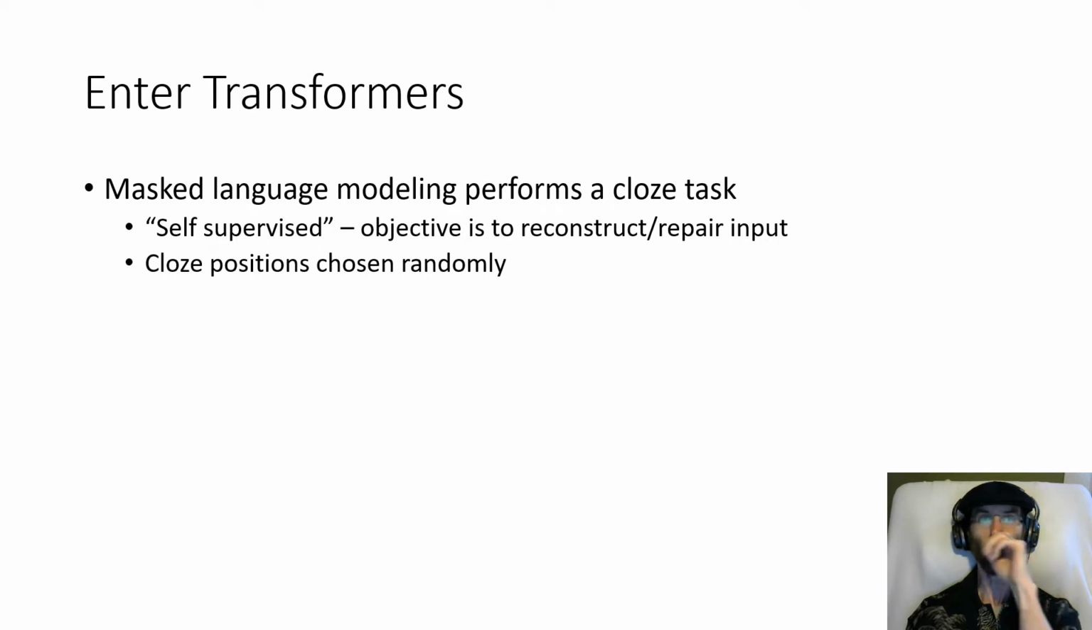So enter transformers. It turns out that the Cloze task has actually been used in deep learning for a few years at least, but with a different name, and that name is masked language modeling. The idea here is that the neural network is being trained to reconstruct the text. So you take the text, delete some things, and ask it to fill them in. The text becomes its own training data. That's why it's called self-supervised. But one difference is that these Cloze positions in deep learning are typically chosen randomly.